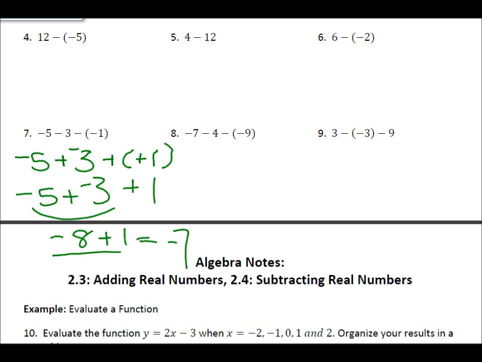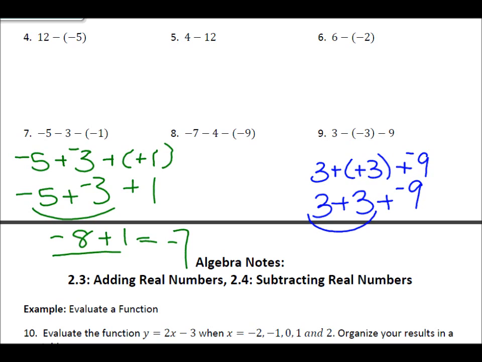Okay, let's finish up with number 9 here. 3 minus negative 3 minus 9. Two negatives together make a positive, and I'm going to add the opposite. So really what I have is 3 plus 3 plus a negative 9. Again, we go left to right. So 3 plus 3 is 6 plus a negative 9. Those are opposite signs, so we're going to subtract and keep the sign of the larger number. So 9 minus 6 is 3. It's negative because we keep the sign of the larger number, which is negative 9.